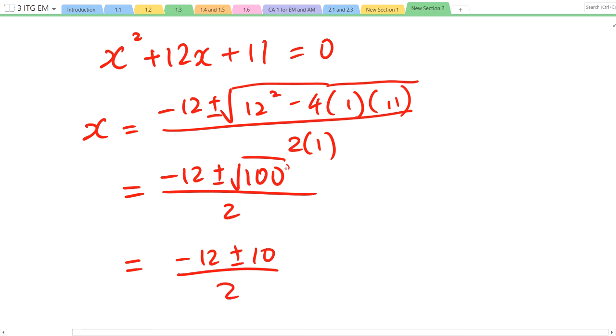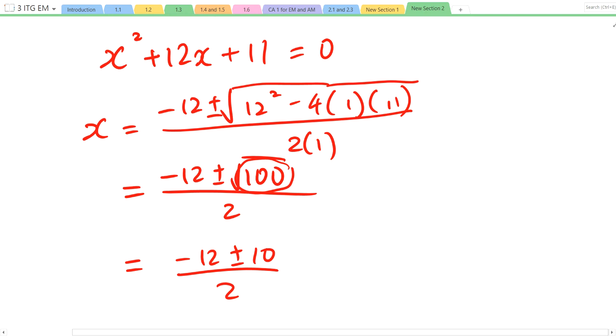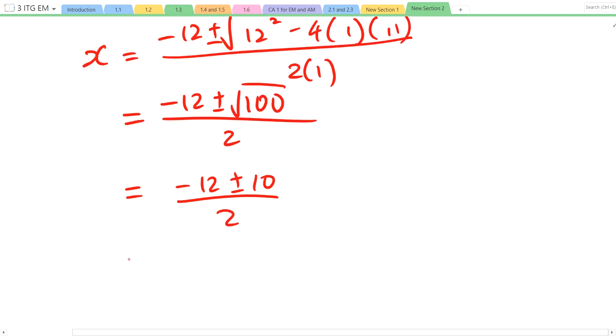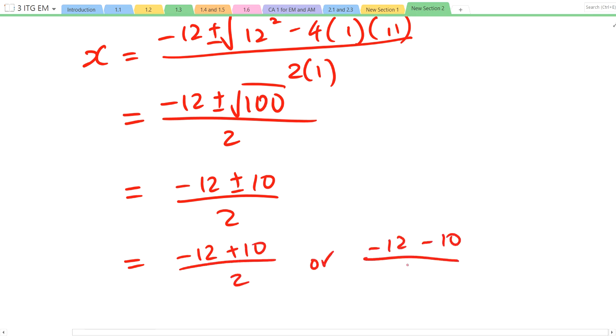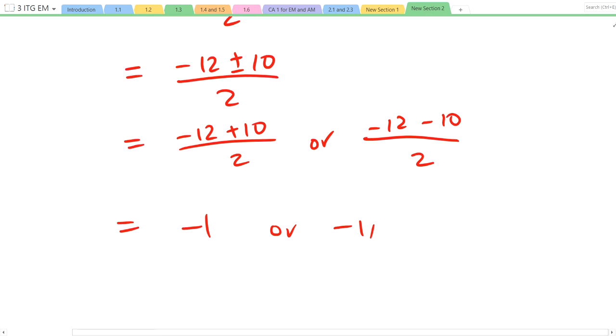You know, when you see a perfect square inside this square root, in time to come, you should realize that if it is going to be a perfect square inside, I could have factorized it. Some of you realize that we could have factorized this with 11 and 1. Okay? So, regardless, let's just continue. Here I have negative 12 plus 10 over 2 or negative 12 minus 10 over 2, which gives me negative 1 or negative 11. Okay, same answers that you will get if you use your factorization or completing the square.